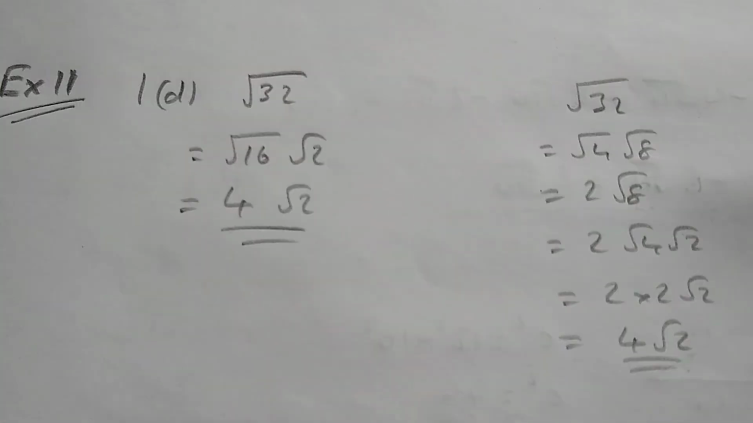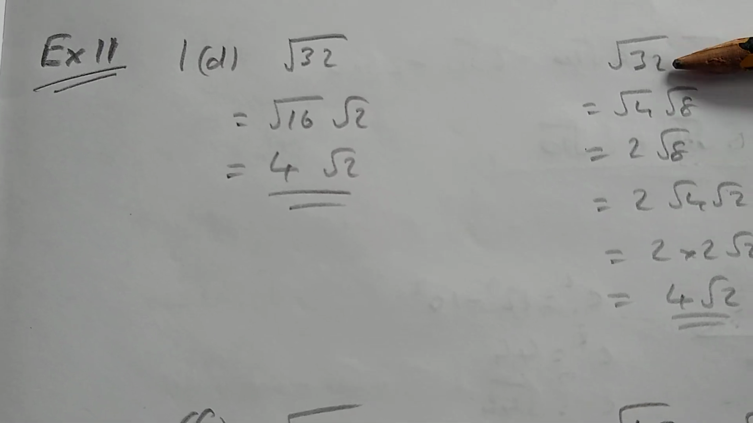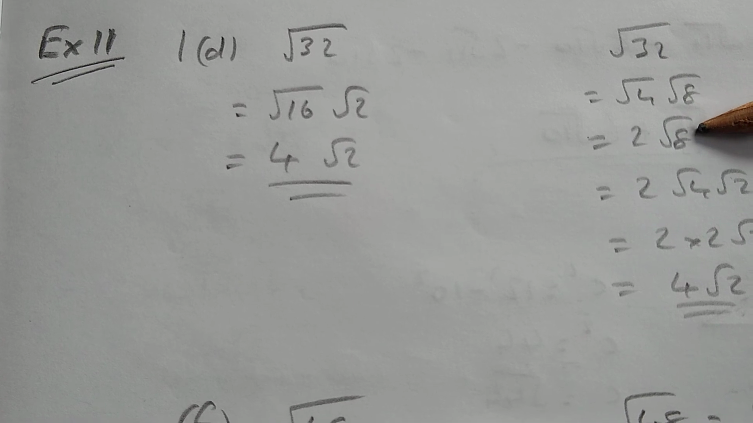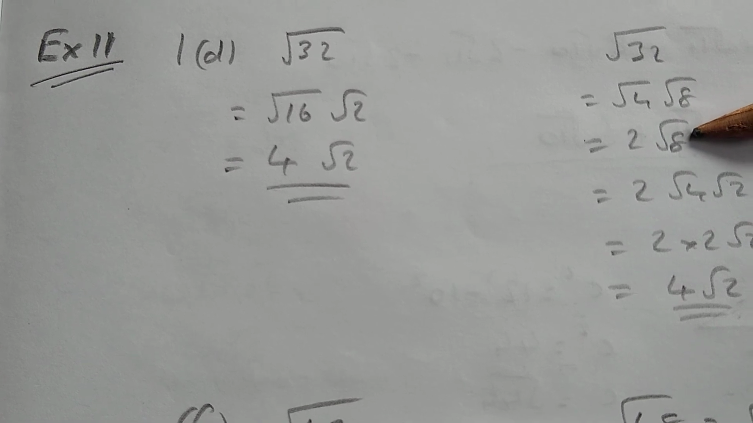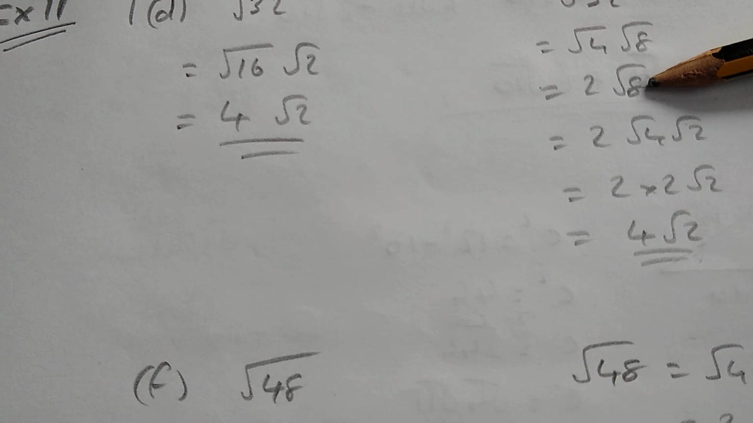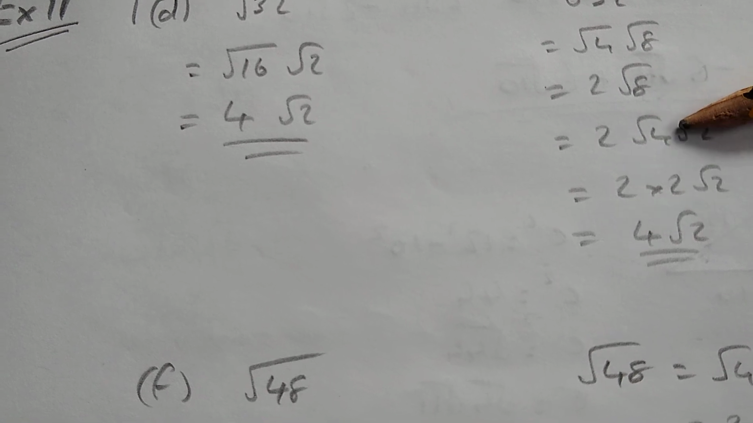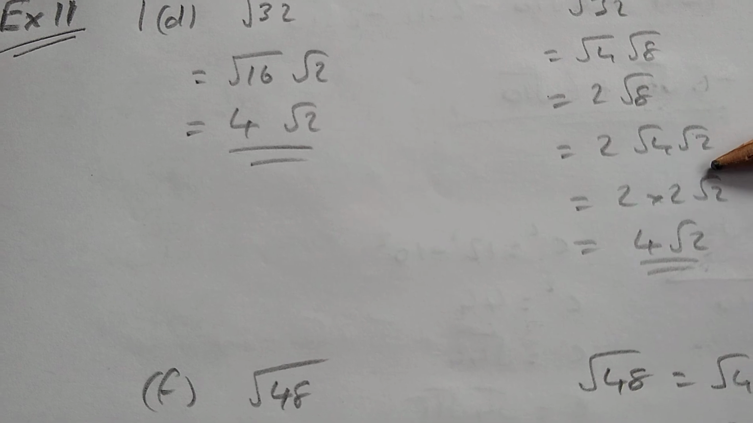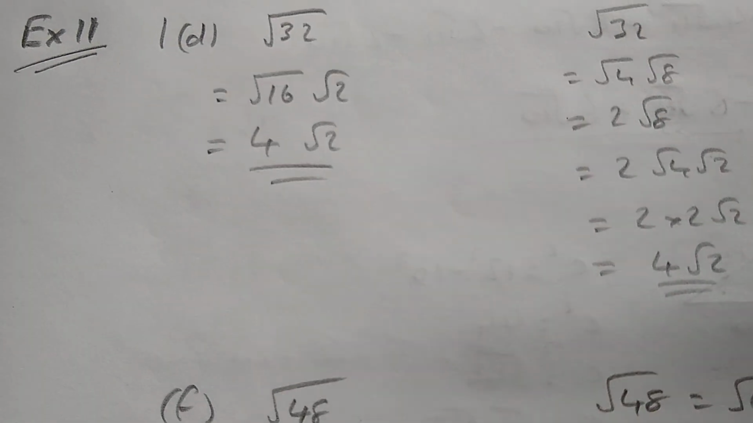What we might have done here is written root 32 is root 4 root 8, which is 2 root 8. So you might be looking at the answer thinking, I've got 2 root 8, why is it 4 root 2? Well, the square root of 8 will simplify further. The square root of 8 is root 4 root 2, which is itself 2 root 2, so we're doing 2 multiplied by 2 root 2, which is 4 root 2.